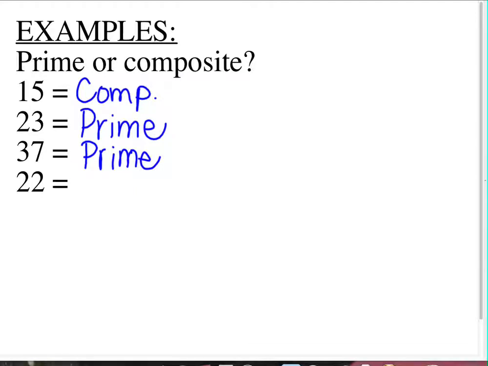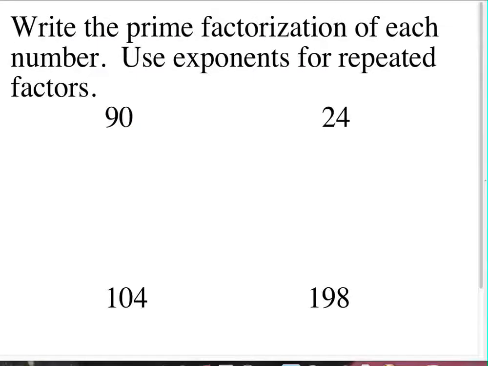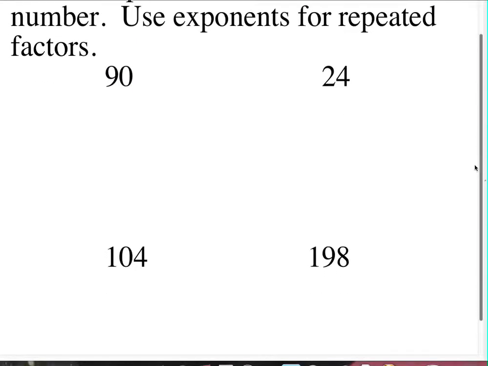And next up, 22. Well, there's obviously 1 and 22. Oh, and 2 times 11. That is a composite number. All right, so a lot of that's just going to be a matter of looking at that list that I provided. Let's practice prime factoring.